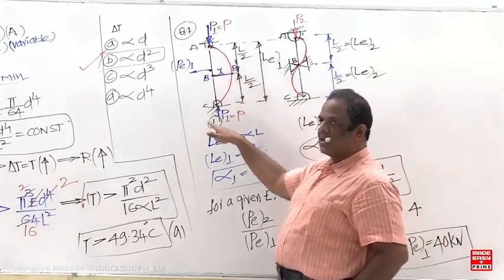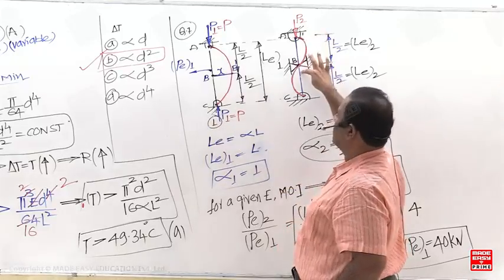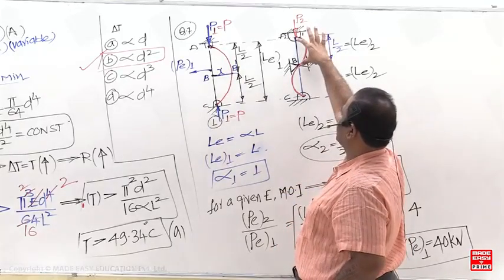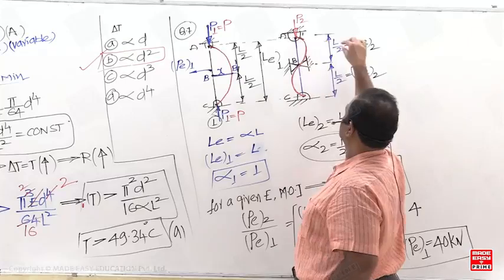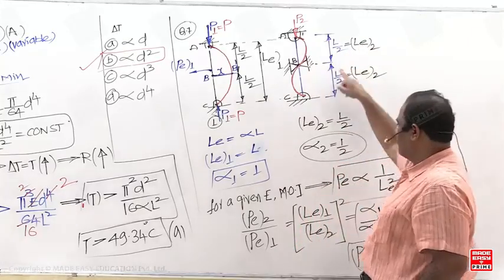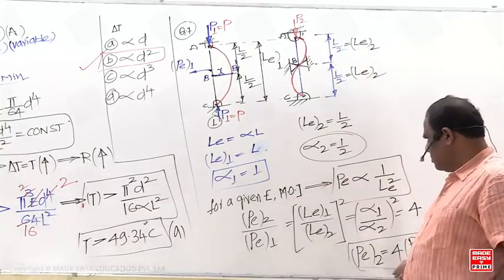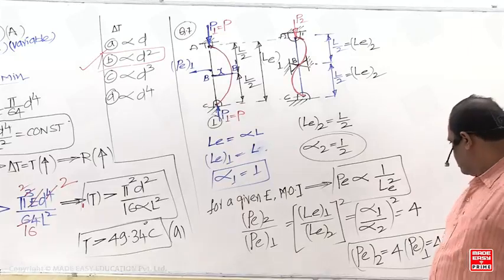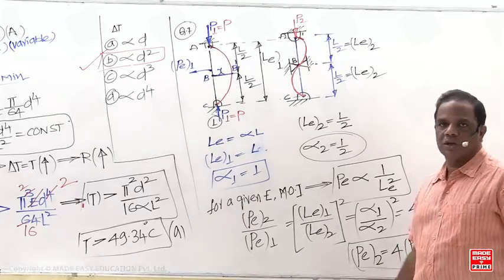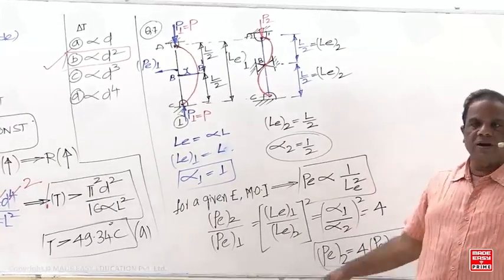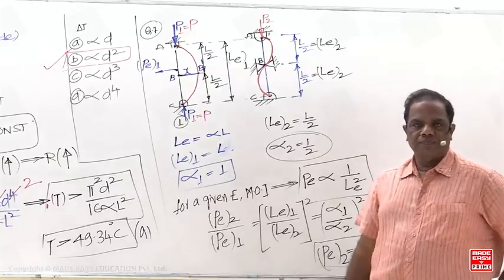Here one hinge support, L. Here one hinge and one hinge. So this is not the effective length. The effective length becomes half, then alpha will become half. So this will be the explanation for this given question. With this one, this chapter is completed.